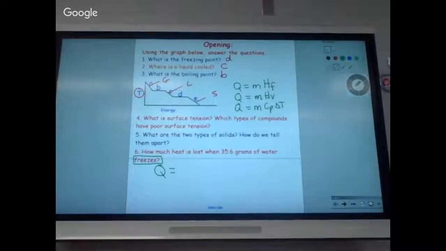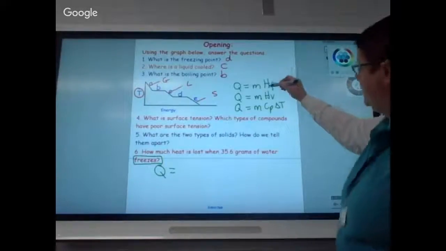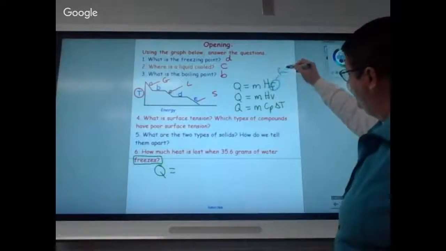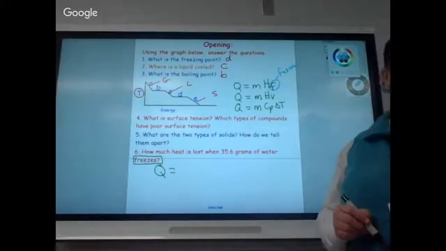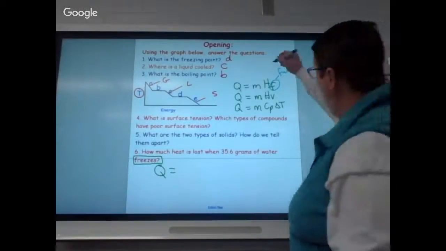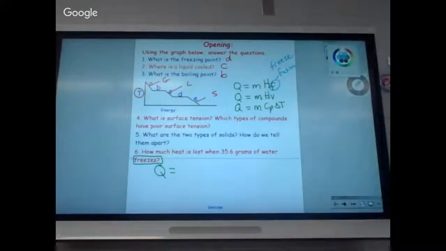Okay? Now, this one, if you like what Caroline said, and there's nothing wrong with it. F stands for fusion. Now, that's the science word for it. There's nothing wrong with equating fusion with freezing. Fusion is freezing, okay? Or melting, because melting and freezing are the opposite. So both of those words go with that. Does that make sense?